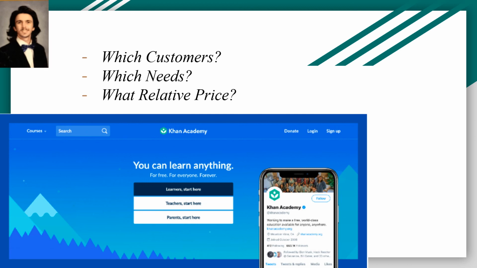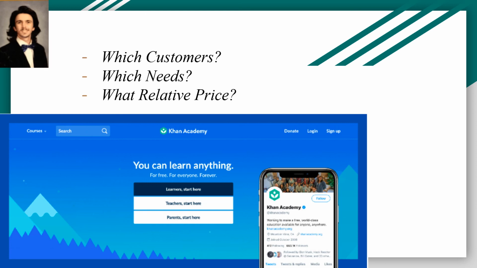Sticking on the same example, Khan Academy answers the three crucial questions in a cut and dry manner. Which customers? Everyone. Which needs? Learning. And what relative price? For free. Although it seems like it goes against the idea of having a focused value proposition, it works for this mission-driven company because what they are offering comes at no financial cost to any customer.